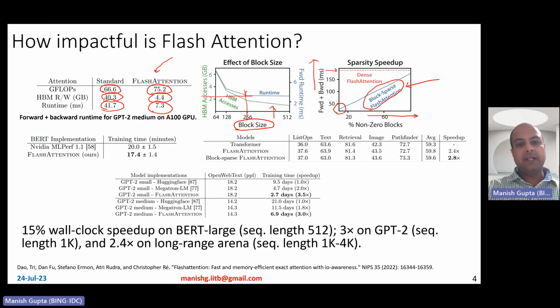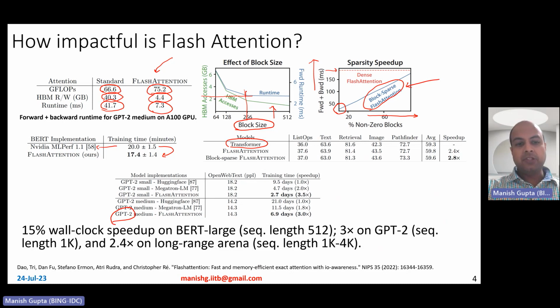Okay, so now people experimented with the BERT model. People also experimented with standard transformer and then with GPT-2. And what are the observations? Well, the observations basically show that compared to the best implementation of the BERT model, the NVIDIA MLPerf implementation, flash attention basically saves 15% on the wall clock time. This is a BERT large model, right?